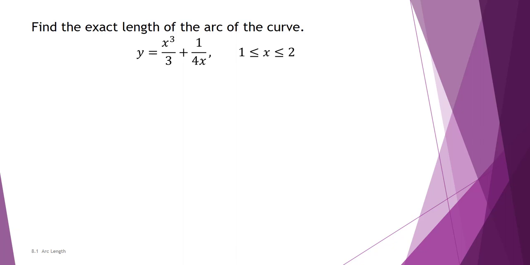In this problem, we need to find the exact length of the arc of the curve. Our curve is y equals x to the third divided by 3 plus 1 over 4x for x values between 1 and 2. Our formula for arc length is that the length is equal to the integral of the square root of 1 plus (dy/dx) squared dx. Because we will be integrating with respect to x, the bounds are 1 and 2.